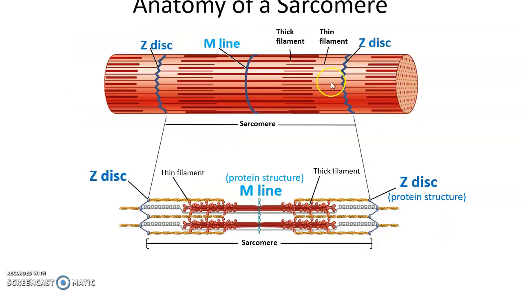Here is another view of a sarcomere. Sarcomeres at their ends connect to each other by structures called Z-discs, so Z-discs at the end. In the middle of a sarcomere, they have a protein structure called an M-line. The Z-discs are what the thin filaments are attached to. The M-line is what the thick filaments are attached to.